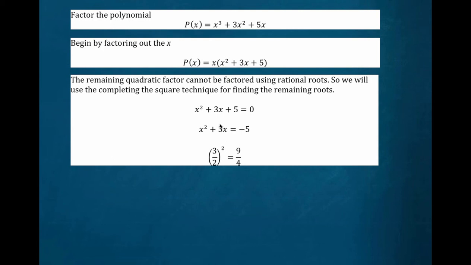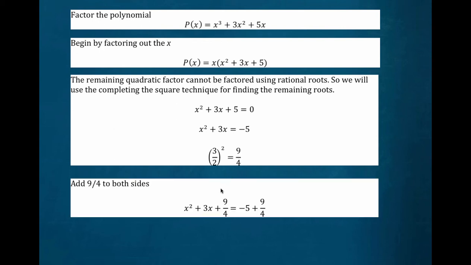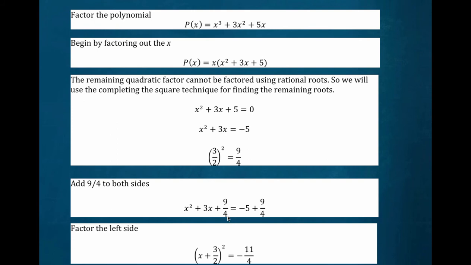Then we take half of the coefficient on x, so in other words 3 over 2, and then square that, and that'll be 9/4. And that's what we will add to both sides. So we'll add 9/4 to both sides of the equation. And what that does for us is complete a square so that this will factor into x plus 3/2 squared on the left-hand side. And then we will find ourselves a common denominator here, which will make minus 5, negative 20 over 4. And then when we add that to 9/4, we get minus 11/4.